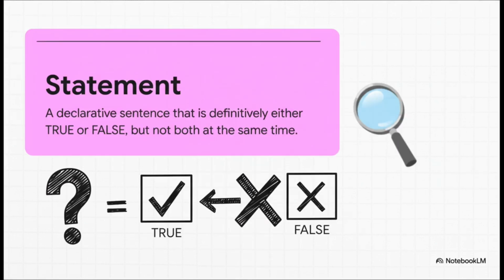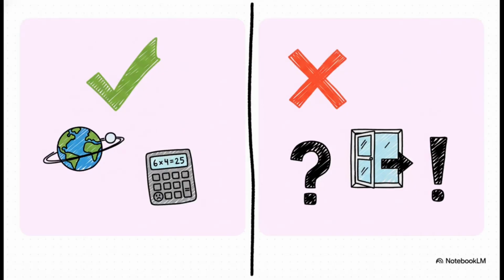And this is the golden rule right here. A logical statement is basically like a light switch. It's either on, which means it's true, or it's off, meaning it's false. There's no in between, no kind of true. So for a sentence to count, it has to do 2 things. 1, it has to declare something, like a fact. And 2, you have to be able to look at it and say, without a doubt, yep, that's true, or nope, that's false.